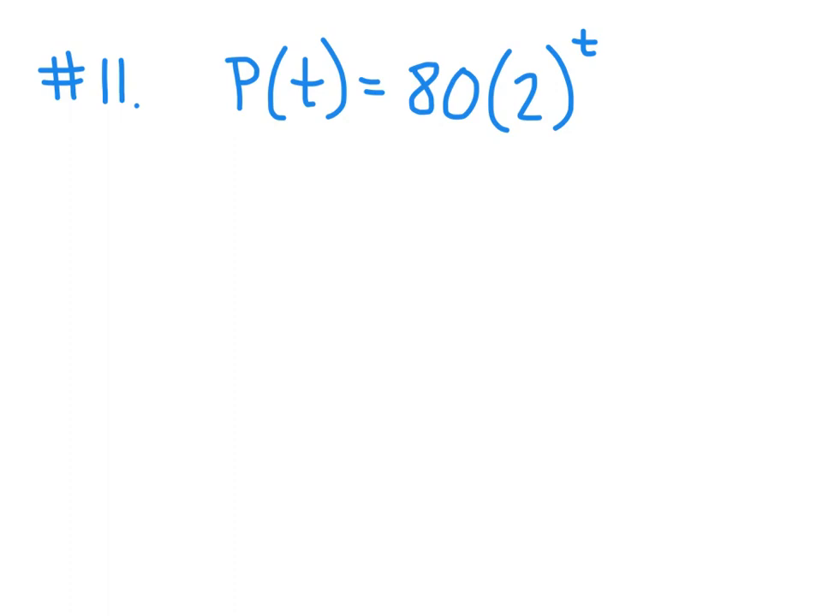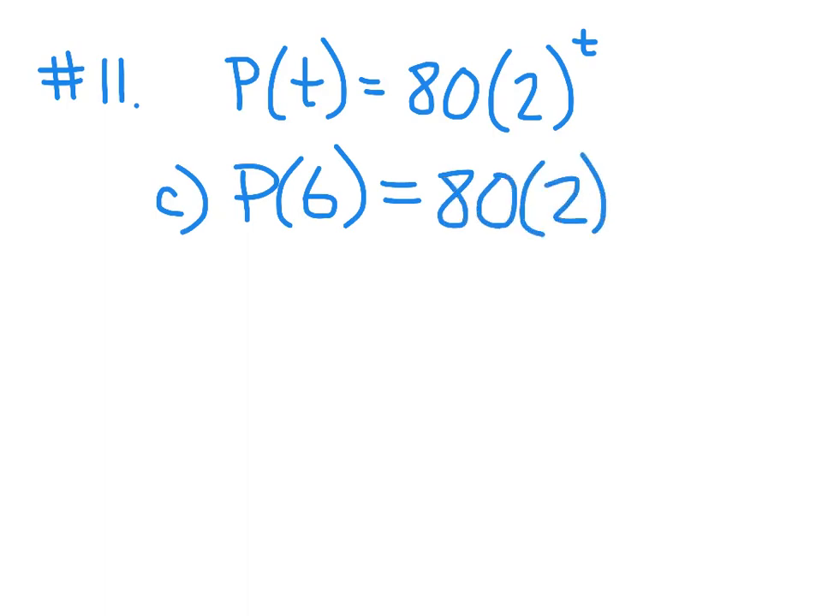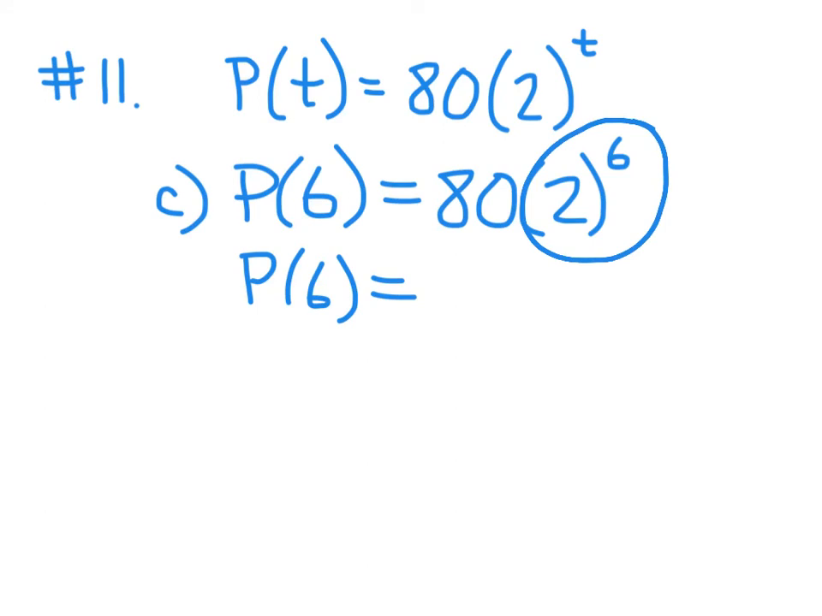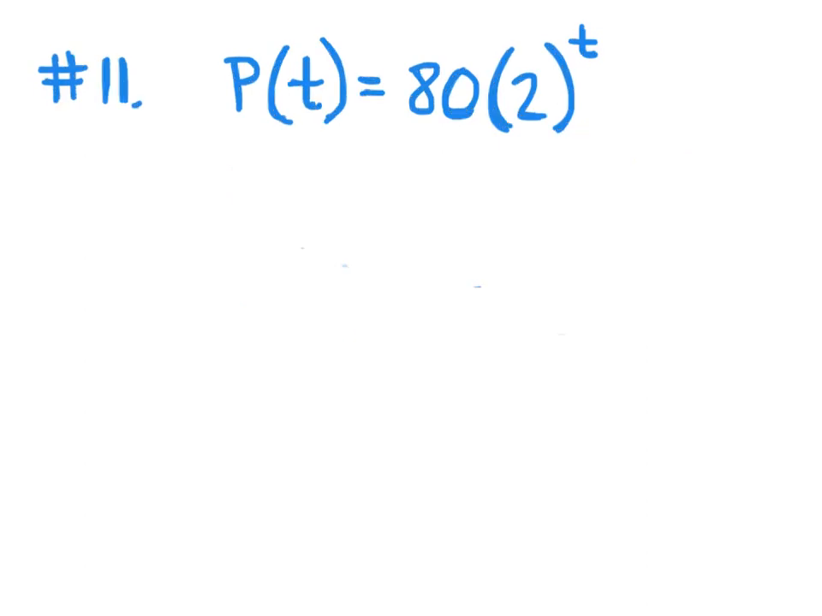Of course, question C says use your equation to determine the population after 6 hours. So all you're going to do is plug in a 6. And whatever the answer is, that's what you're going to write down as your final answer. If I wanted to do this in one shot, I'm going to make sure I take care of 2 to the power of 6 first. So I'll do 2 to the power of 6, then multiply it by 80, because you have to do exponents first. And so I end up with 5,120.